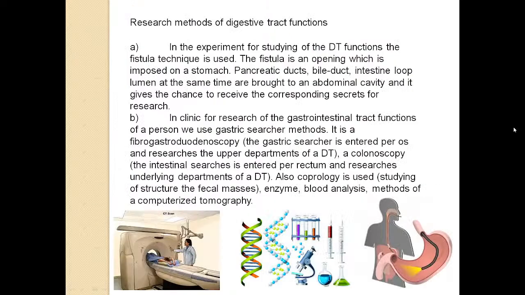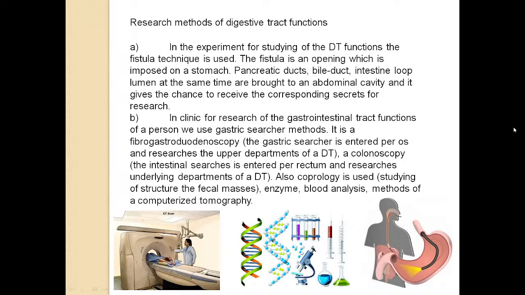So, next question. Research methods of digestive tract function. In the experiment for studying of the DT function, the fistula technique is used. The fistula is an opening which is imposed on a stomach. Pancreatic ducts, bile duct, intestine loop lumen are at the same time brought to the abdominal cavity, and it gives the chance to receive the corresponding secretions for research.